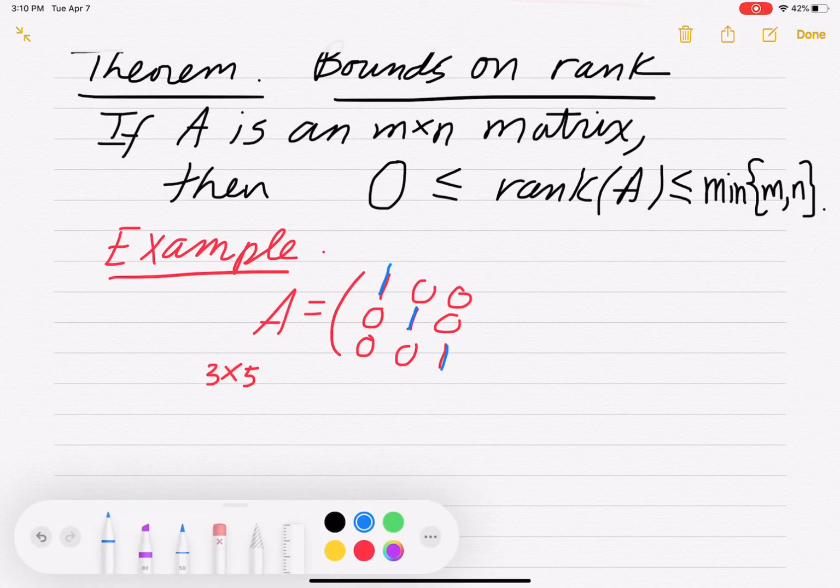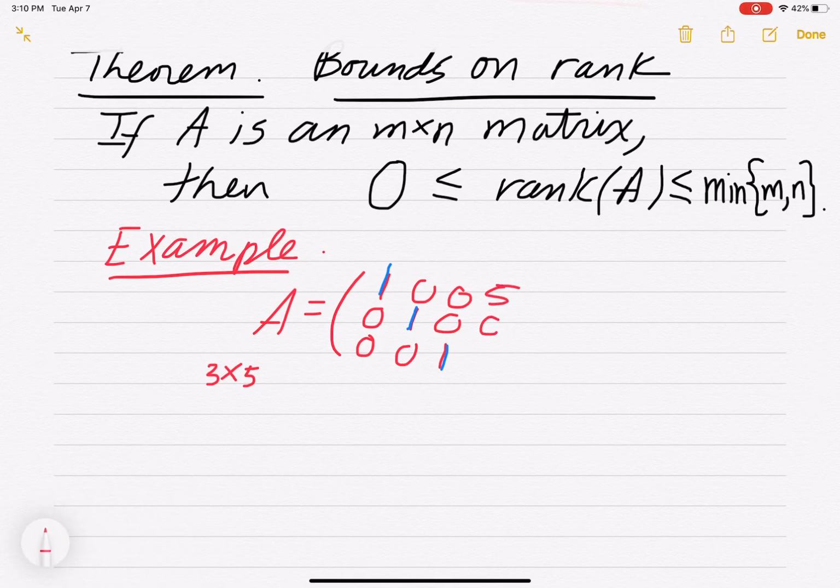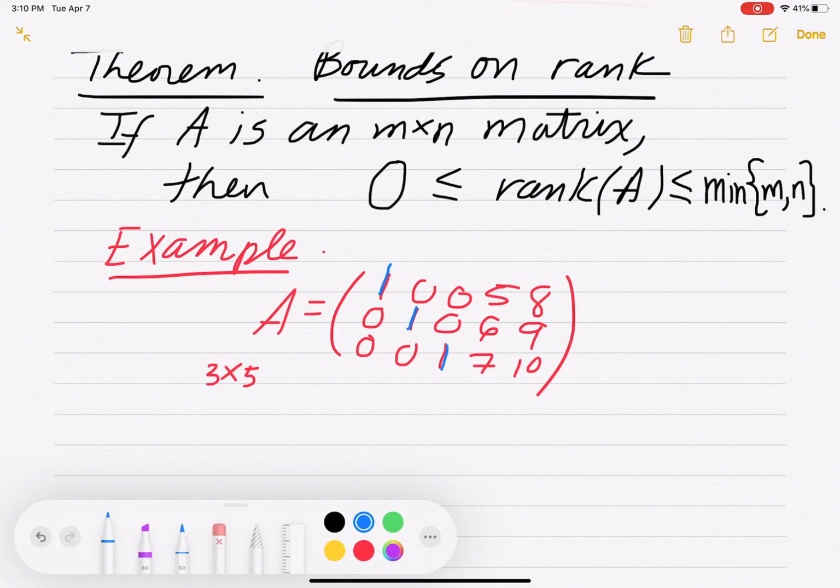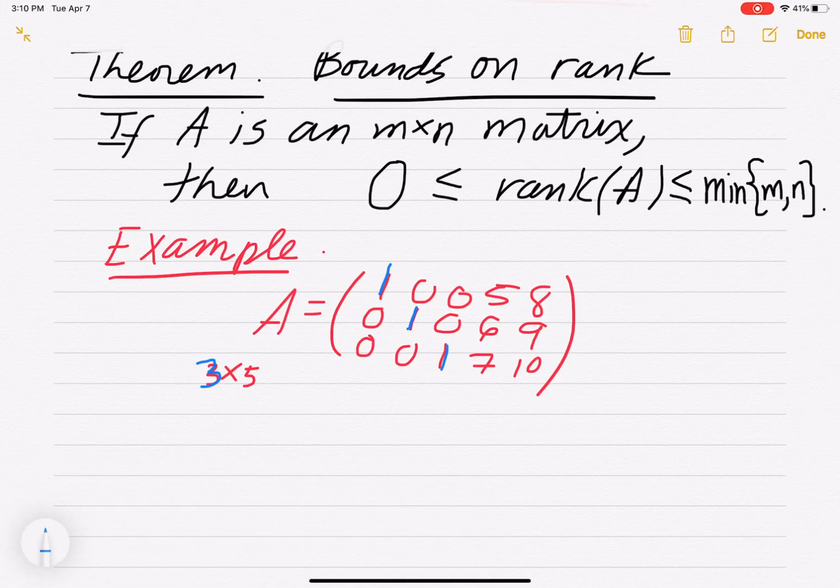So I can add extra columns, right? I have a 3 by 5 matrix. I can put stuff in here, 5, 6, 7, 8, 9, 10. But I'm limited by the number of rows here. So the number of rows limits me to the number of pivot columns. The maximum number of pivots I can have here is 3 because I have a 3 by 5. So you have to take into account the minimum of the m and the n. 3 is smaller than 5, so we could only have at most 3 pivots.